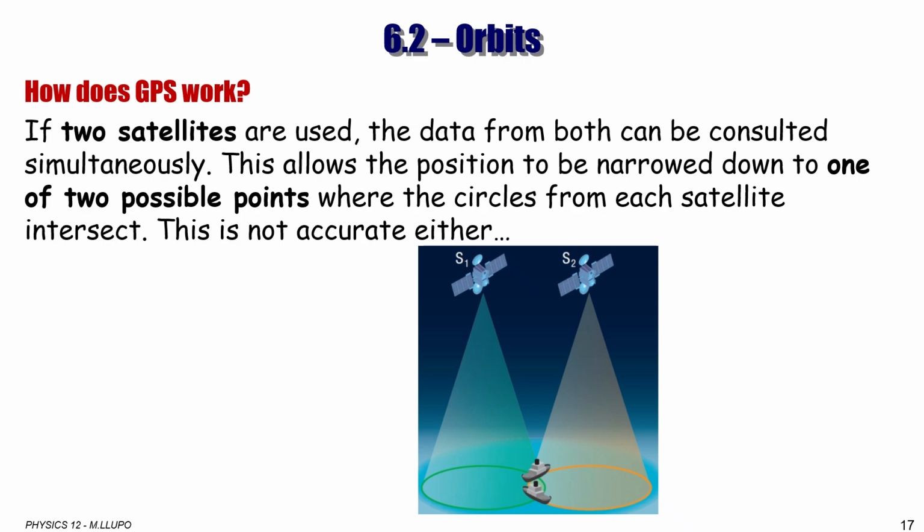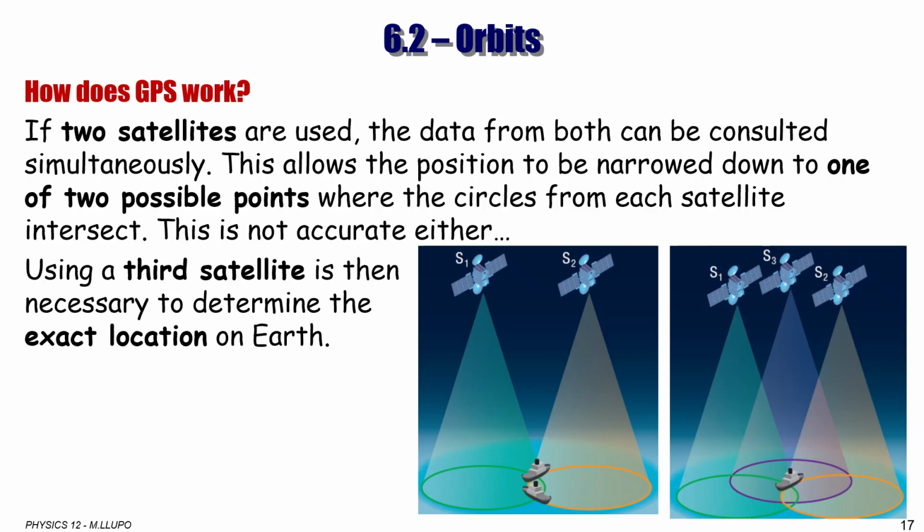If 2 satellites are used, the data from both can be consulted simultaneously. This allows the position to be narrowed down to one of 2 possible points where the circles from each satellite intersect. But that's not accurate either. For this, we need a third one, when all 3 circles will intersect in one point, and that is the exact location on the Earth.